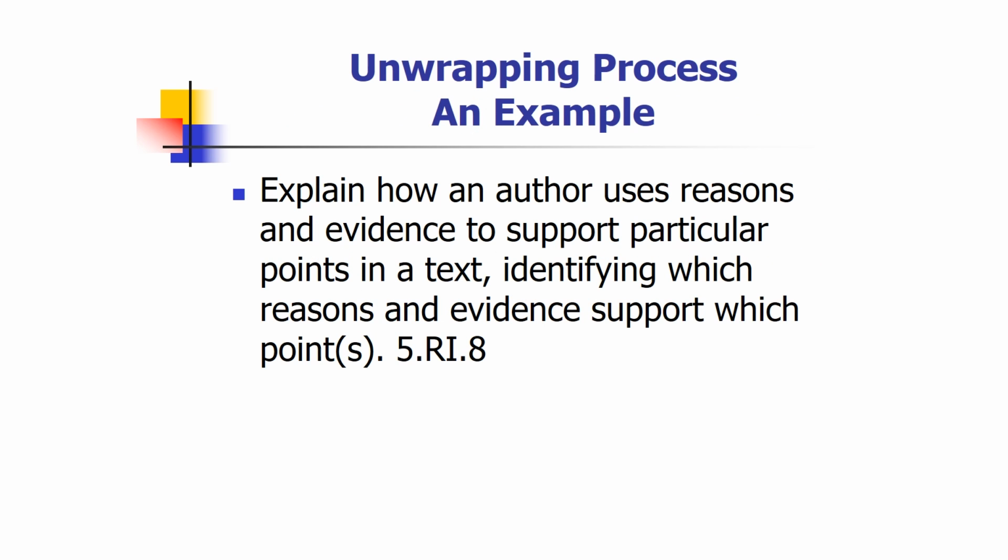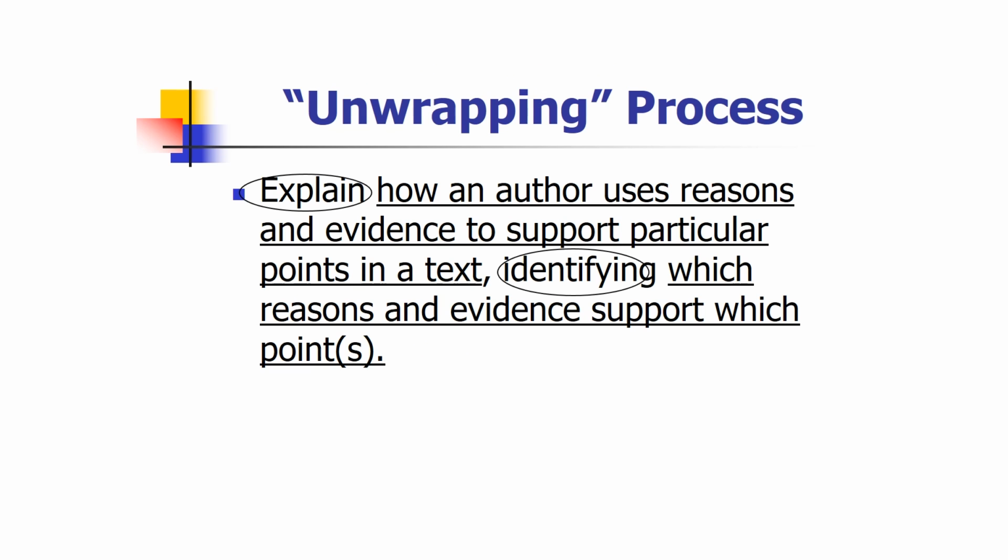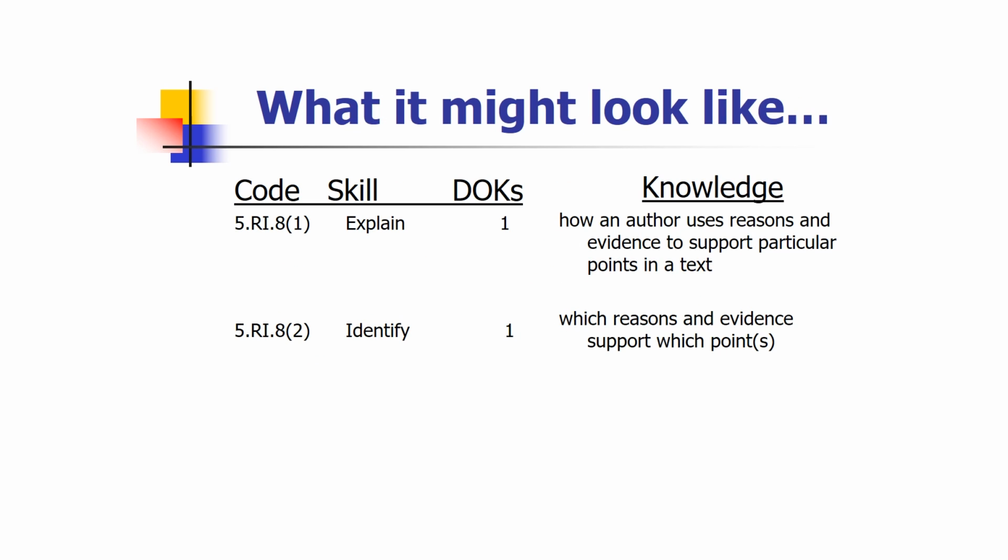Here is a 5th grade reading information standard. Explain how an author uses reasons and evidence to support particular points in a text, identifying which reasons and evidence support which points. So, we follow the process of circling the verbs and underlining the noun or noun phrase. So here's what it might look like. And here's what it might look like when put in a chart. This unwrapped standard has 2 standard segments noted by the 1 and 2.